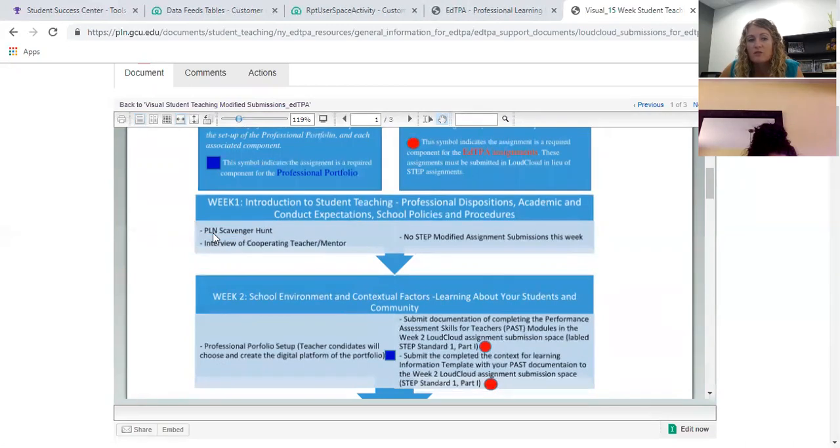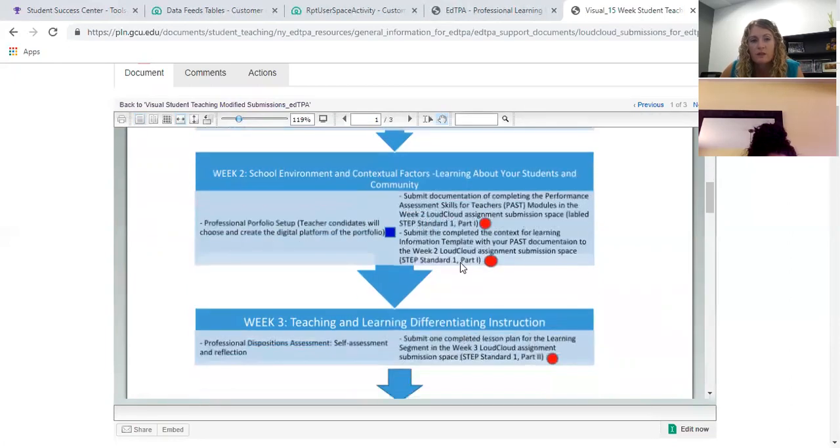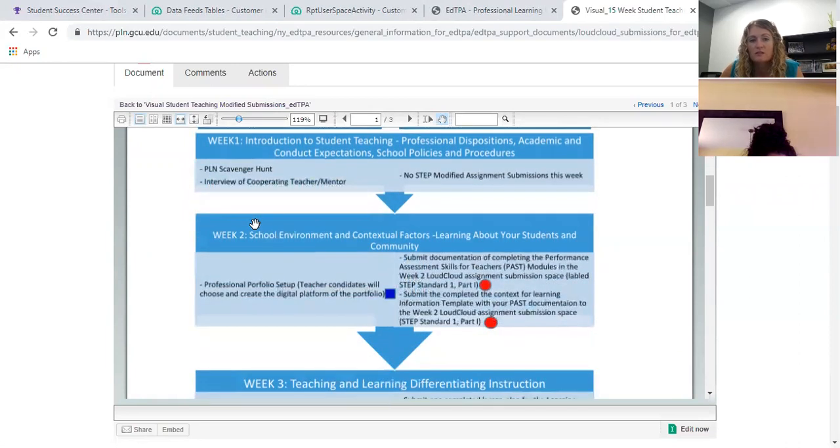You'll have a PLN scavenger hunt. Remember, this is an assignment, and then an interview of your cooperating teacher. There are no EdTPA items, no STEP modified assignment submissions this week. Then in week 2, you have your professional portfolio set up. That's just an assignment that you're doing for class. And then for EdTPA, you have to start working on, you submit your documentation of completing past. Those are the emailed copies of the stage completion that you have.